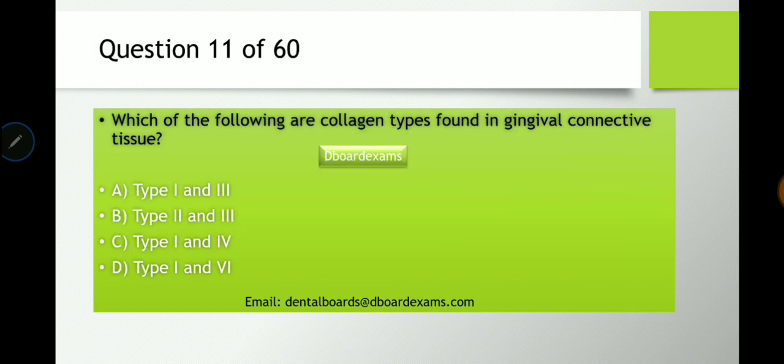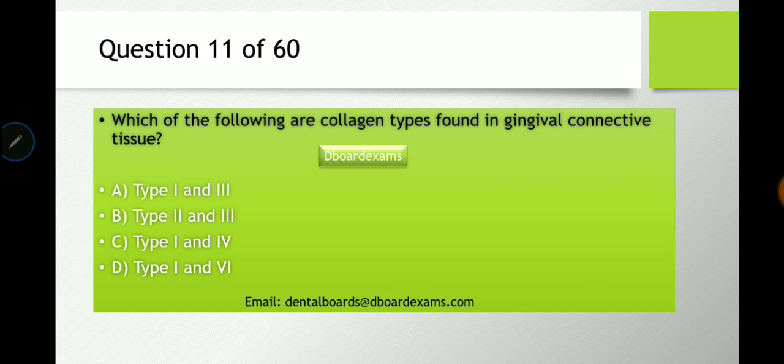Question 11. Which of the following are collagen types found in gingival connective tissues? So this one I mentioned in the biochemistry video, which most of you liked. If you haven't reviewed it, go ahead and review. I review some of the topics that you need to know before you go into the exams. That's for the people studying for part 1. But remember, now everything is going to be mixed up. You're going to have the integrated INBDE, so everything is going to be mixed up. So make sure you review collagen well.